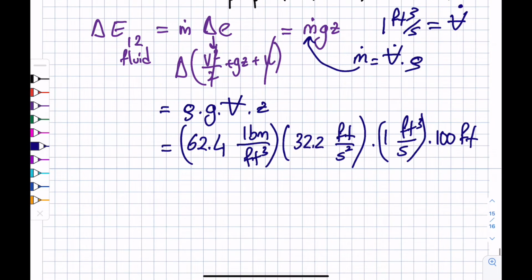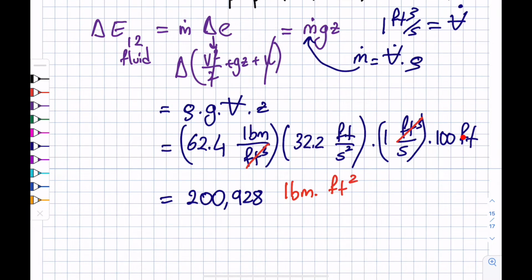Let me punch this into my calculator. Okay, I get this to be 200,928. Let's multiply them and see: feet cubes will cancel, and I will get a pound mass times feet square, because I have a feet here and a feet here. And in the denominator I will have a second cube.